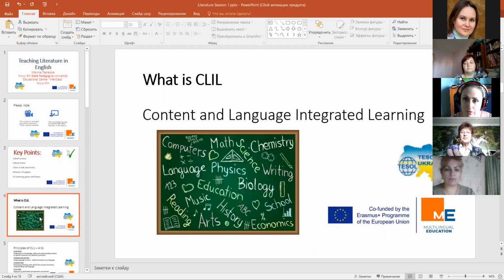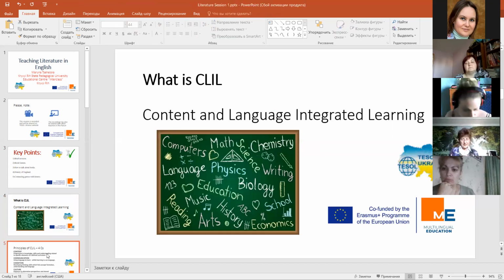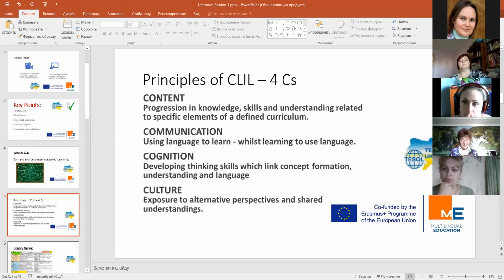So, but briefly, what is clear? I'm not asking Tanya, she knows it. Masha, come on. So it's content and language integrated learning, and briefly, the focus is not on the language, but on something else. Yeah, so it can be science, it can be content. And language is only the tool. So actually, we use language as a tool for learning and teaching the content.